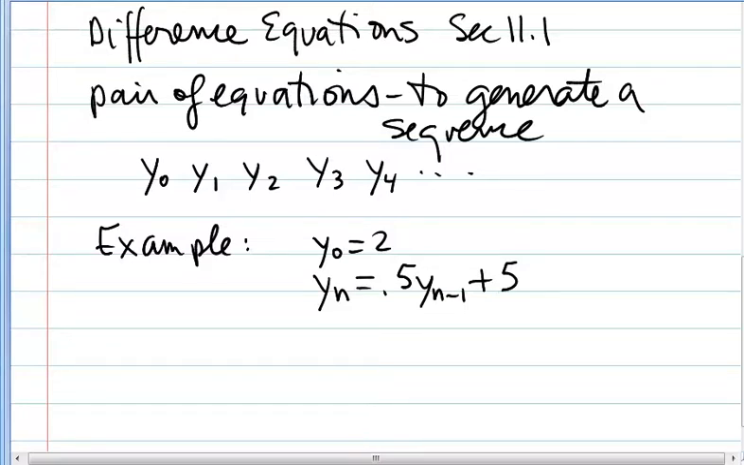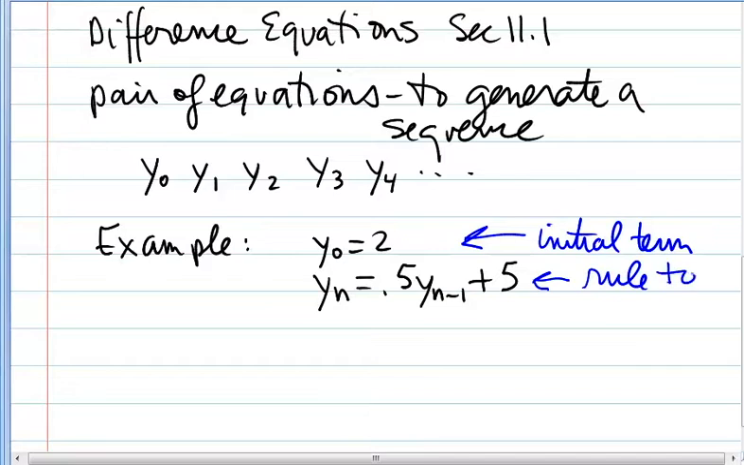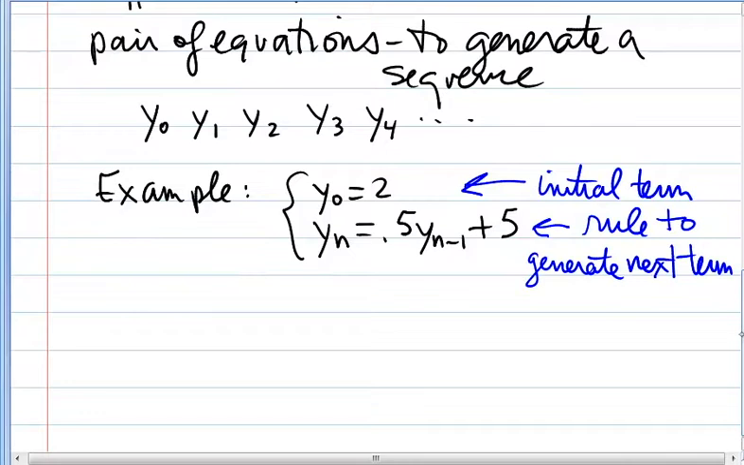The first equation is the initial term. That gets the sequence started. And the next equation is a rule to generate the next term. And we usually group them with a bracket like that, the same way we do with a system. Okay, so let me go ahead and start looking at the first few terms of this sequence.